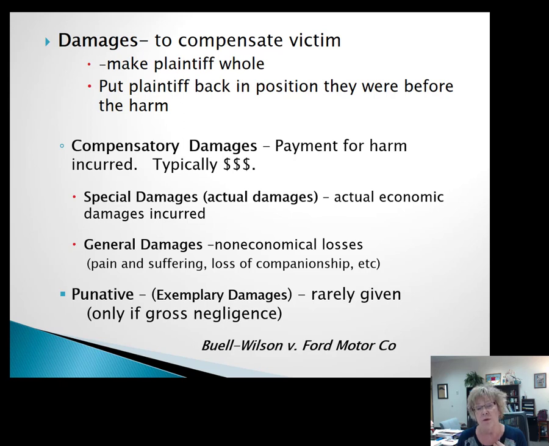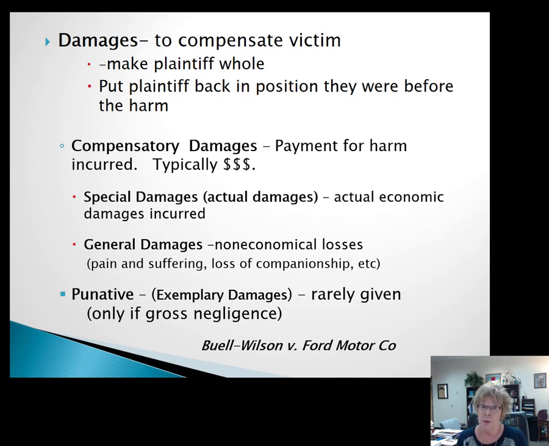She was awarded $4.6 million in actual economic damages. This is where she brought in the bills to show what it cost her up to this point. An additional $105 million in non-economic losses.